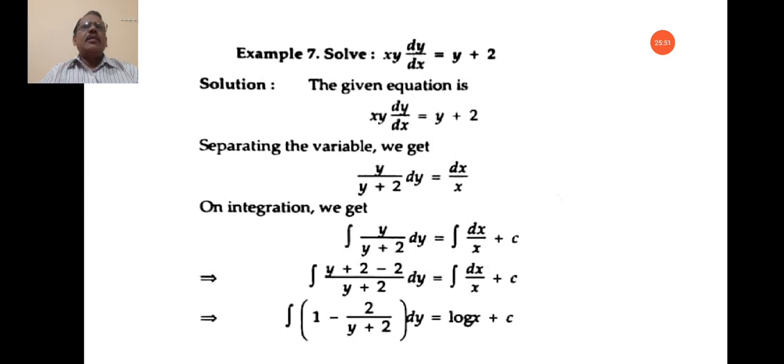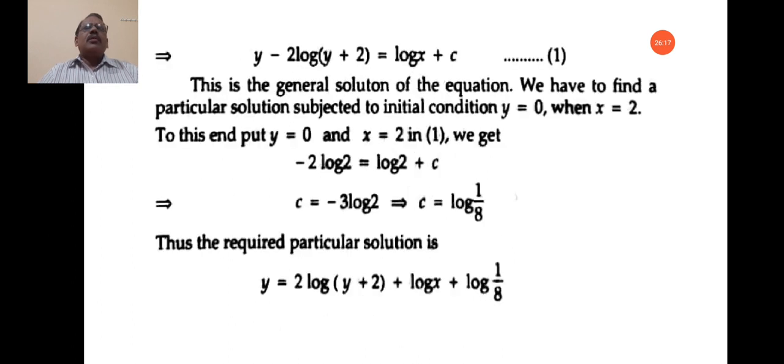On integration, we get integral of y divided by y plus 2 dy is equal to integration of dx divided by x plus c. The first term can be written as y plus 2 minus 2, adding and subtracting 2. This becomes integration of 1 minus 2 by y plus 2 dy is equal to log x plus c. So y minus 2 log of y plus 2 is equal to log x plus c. This is the general solution of the given equation.